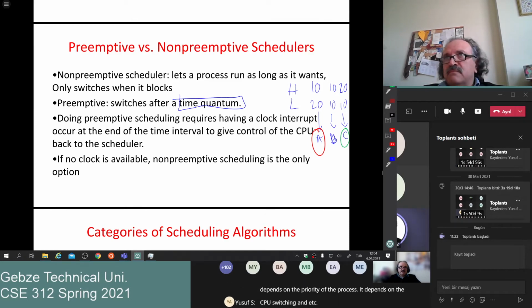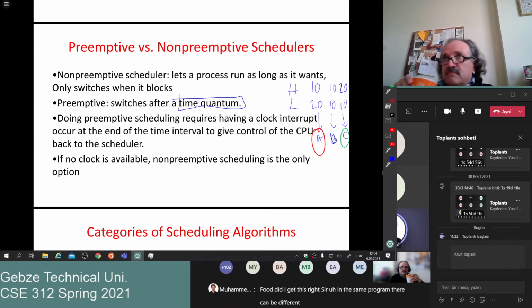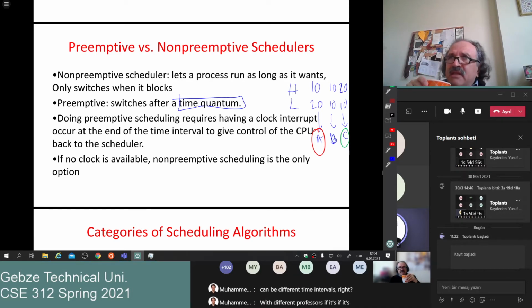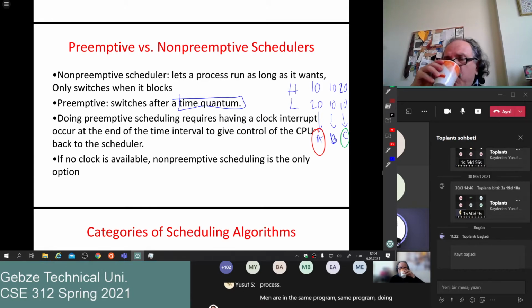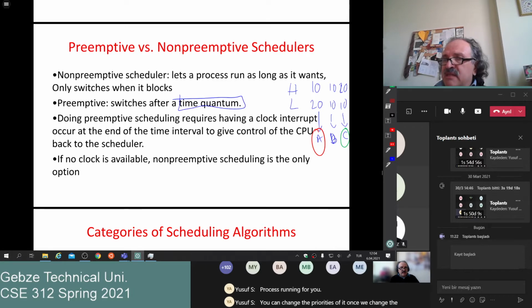Did I get this right, sir? In the same program, there can be different time intervals, right? With different processes. You mean in the same process? If there is a single process, the same program doing different processes. Yeah, if you have more than one process running for you, you can change the priorities of it. Once you change the priorities, the operating system might decide that lower priorities will have higher quantum time.